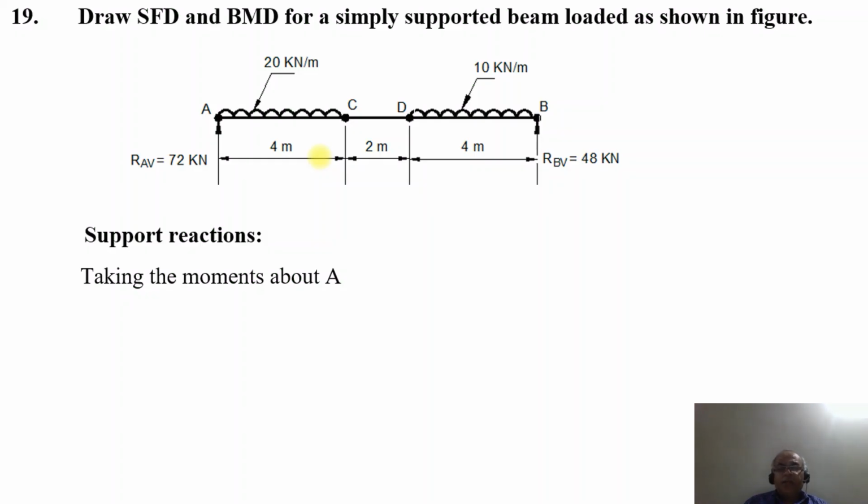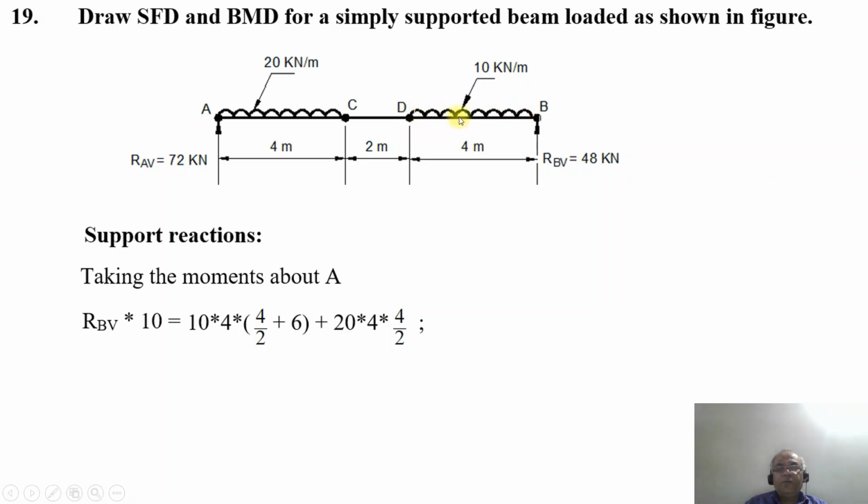Taking the moments about the point A, as RBV is going upwards, naturally it will be in the counterclockwise direction. So RBV into 10 will be equal to the clockwise moments, so everything is going to be positive. So we have 10 into 4 into, open the bracket, the distance with respect to the midpoint.